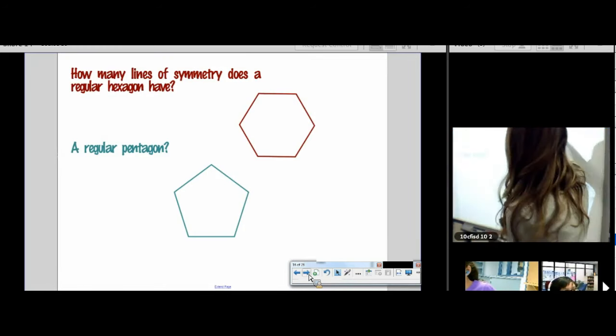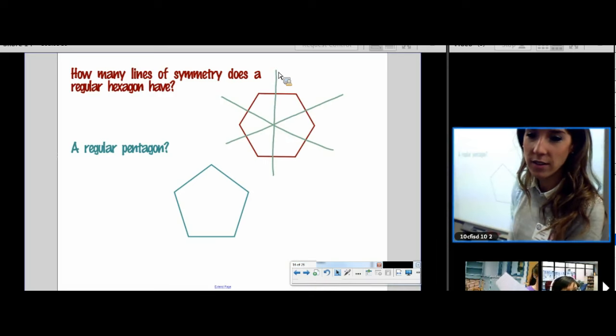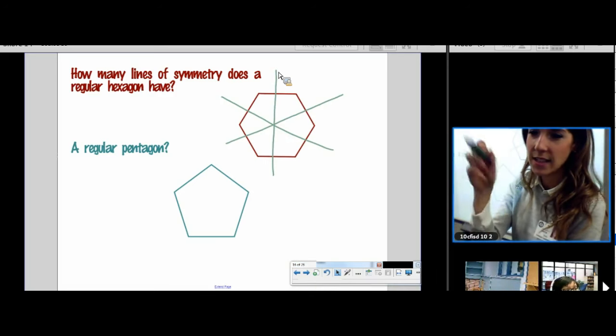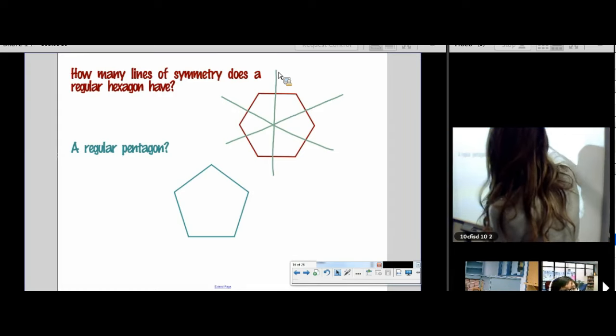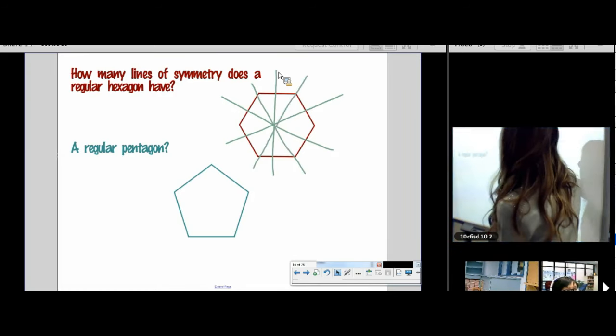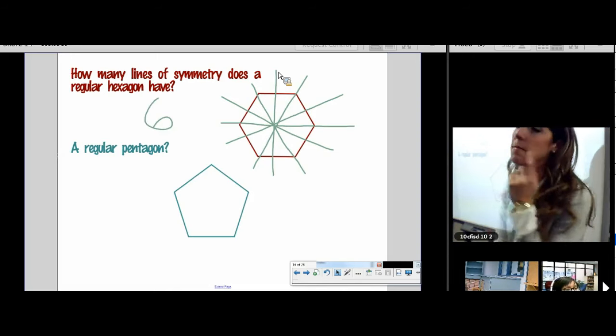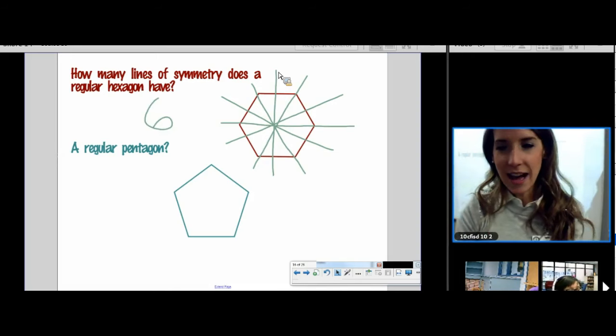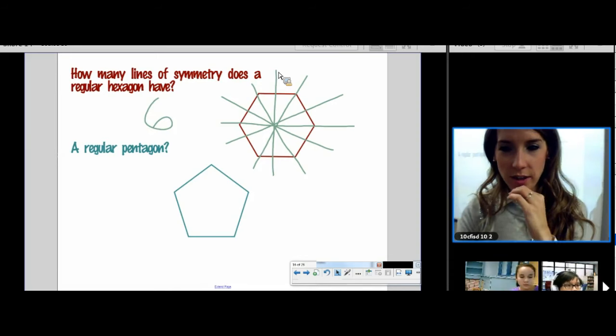1, 2, 3. Are there any more? I did side to side, side to side. What about vertex to vertex? 4, 5, 6. And that's curious. It has 6 sides and it has 6 lines of symmetry.